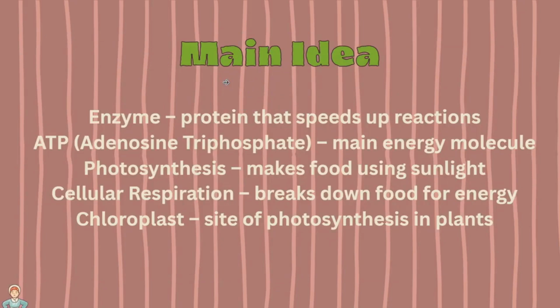So the main idea: enzymes speed up life's chemical reactions. ATP is the main energy currency of the cell. Photosynthesis captures sunlight to make food. Cellular respiration breaks down that food to release energy. Together, these processes form the foundation of how life captures, stores, and uses energy to survive.